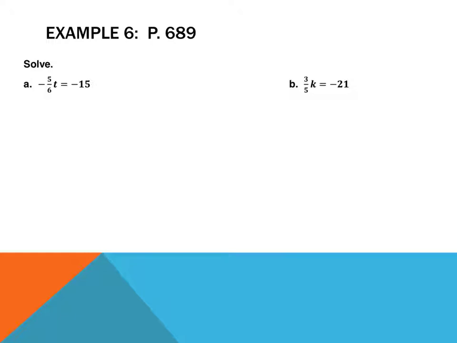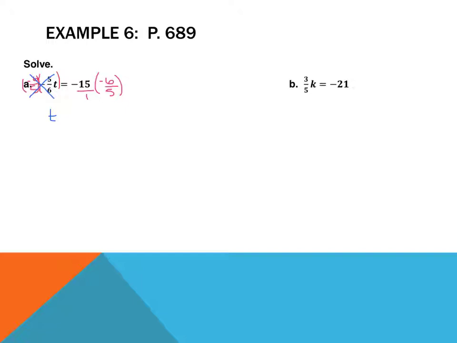Alright, in example 6, this time we are introducing fractions. So to cancel the fractions, we're going to multiply by the reciprocal. So if I have negative 5/6, I'm going to multiply by negative 6 over 5. So that way I can cross-reduce my 6's and cross-reduce my 5's, so everything cancels except for the t. So if I multiply the left side by that, I have to multiply the right side as well, so negative 6/5, and we'll put negative 15 over 1 so that both of them are fractions.